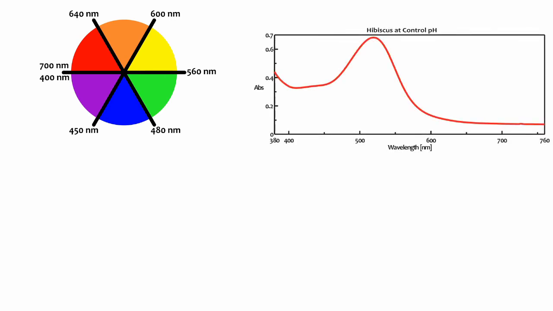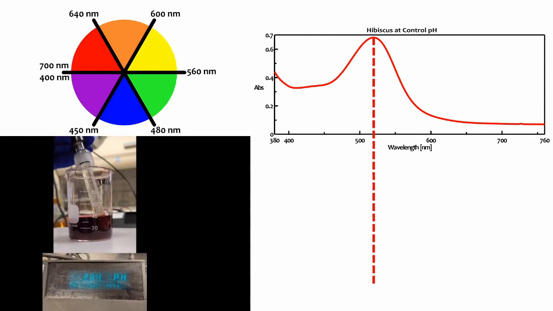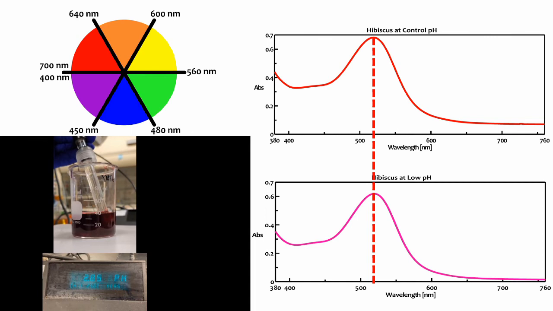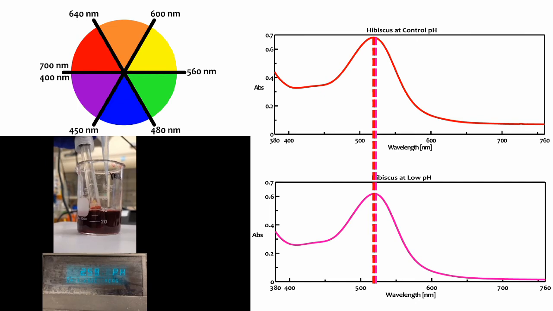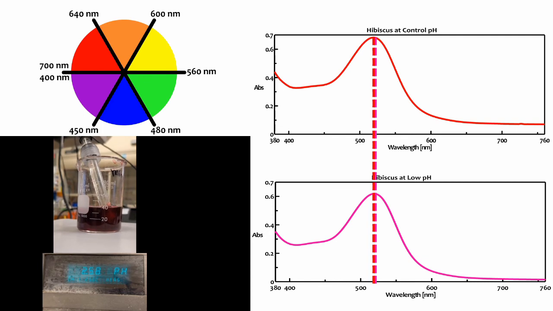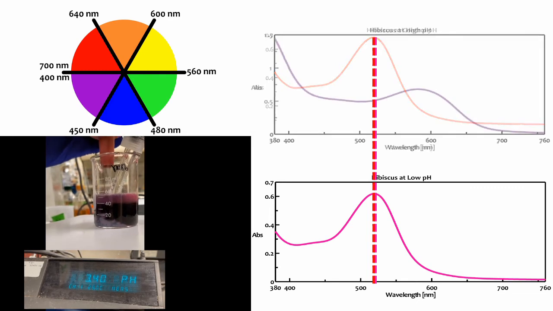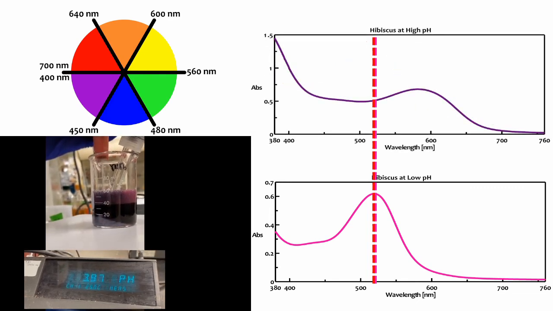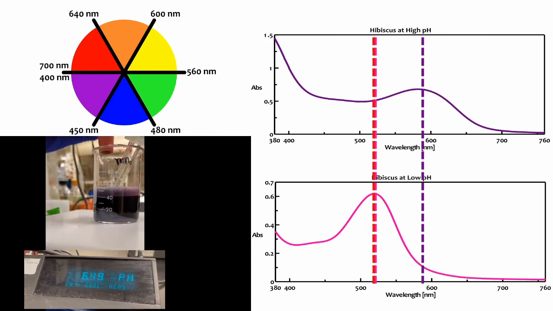While the color of butterfly pea flower varied most with a decrease in pH, hibiscus was the opposite. This is because hibiscus is naturally very acidic, while butterfly pea flower is closer to neutral. You'll notice here that the peaks of the spectra taken at both control pH and low pH hovered around 520 nanometers, or green on the color wheel, which means in both cases these anthocyanins were perceived red. Again, we then added baking soda to this low pH solution, which resulted in an immediate color change. The spectrum at this new high pH had a peak at roughly 590 nanometers, or yellow on the color wheel. These anthocyanins were then a deep purple.